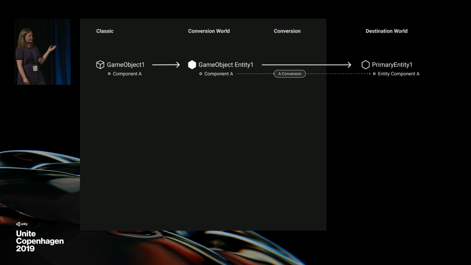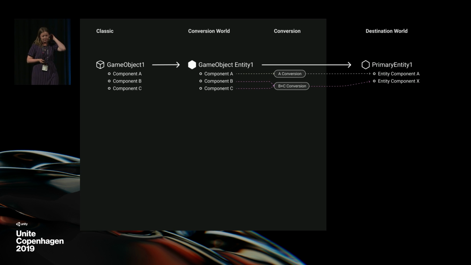Now, this is a simple example. It's kind of one-to-one. We have a game object with component A. We go through the whole process, and we end up with entity component A. Great. I think that if we only needed to visualize this design, we could have been done, and we could have gone and got coffee or something, right? So this is the thing that's simple to understand. However, we have some other examples as well.